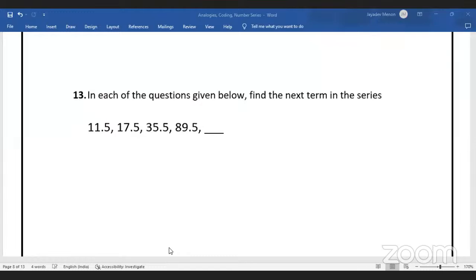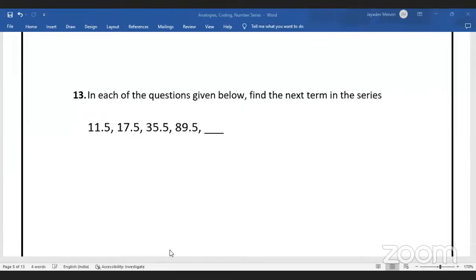Very good, Abhirami. 251.5 is correct. Answer is 251.5. Here the terms are 11.5, 17.5, 35.5, 89.5. So if you are looking, the terms are increasing. So most probably this will be an addition series. Maybe the same number is being added, or the added numbers will be in some pattern.